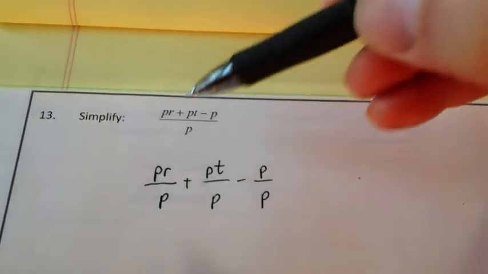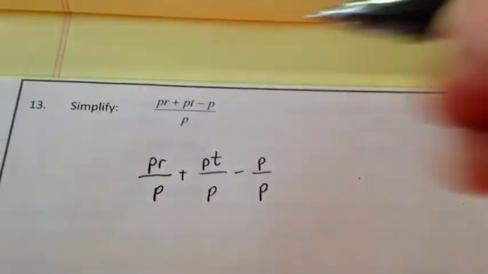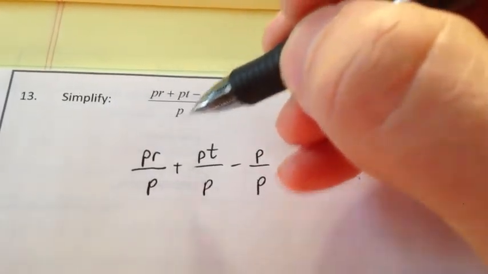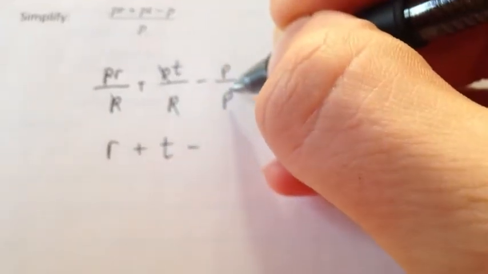Number 13, PR plus PT minus P over P. Now, if you're dividing a trinomial by one term, you have to divide all members of that trinomial by that denominator. PR divided by P is just R, PT divided by P is just T, and P divided by P is 1.